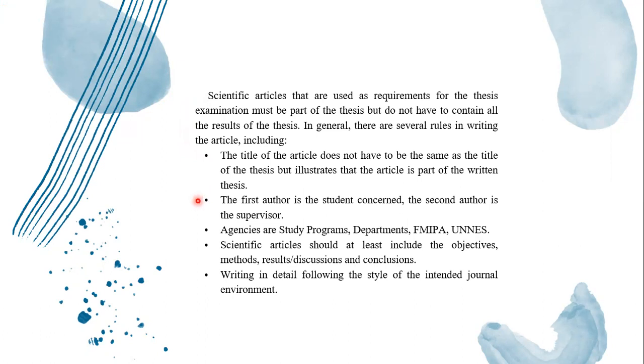Next, the first author is the student concerned. The second author is the supervisor. Next, agencies are study programs, departments, faculty, and institution. Here, FMIPA and UNES. Next, scientific articles should at least include the objectives, methods, results, discussions, and conclusions. And the last, write in detail following the style of the intended journal.